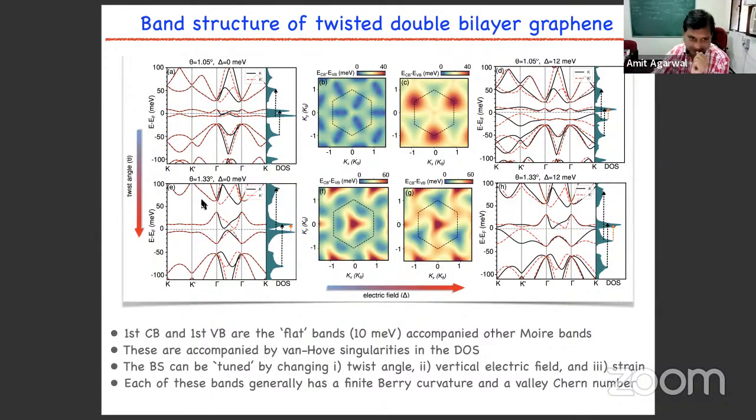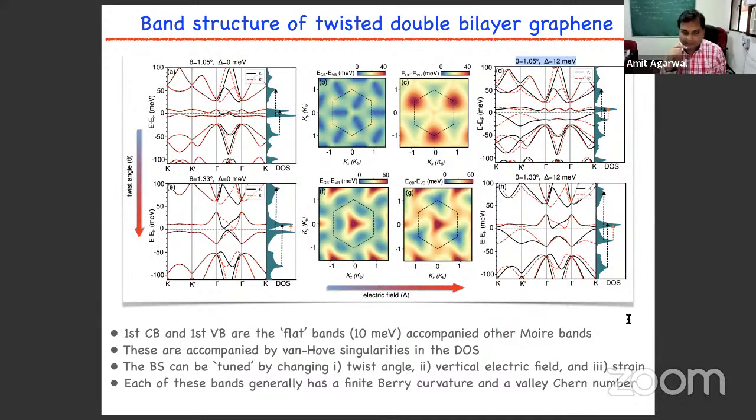So just in the band structure, you go from, let's say, theta equal to 1.05 degree to theta equal to 1.33 degree here. Just in the band structure, the difference is not that visible. But if you just plot the difference between E_CB minus E_VB, then you see this stark contrast basically, right? So your bandwidth goes from 40, let's say, to 60, and so on and so forth. So the structure of the bands completely changes, etc. And similarly, if you apply a vertical electric field, let's say, at the same theta 1.05, but you apply a 12 meV vertical electric field, well within experimentally achievable range, then also you make drastic changes in the band structure.